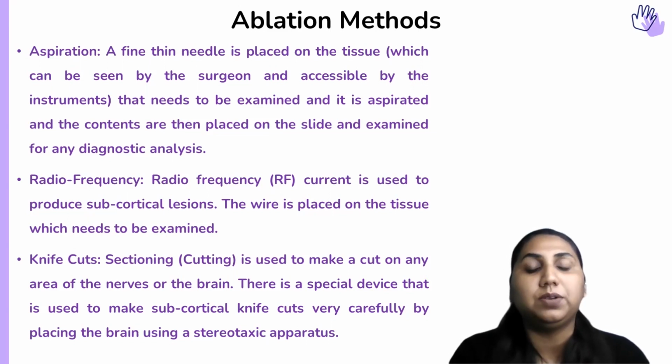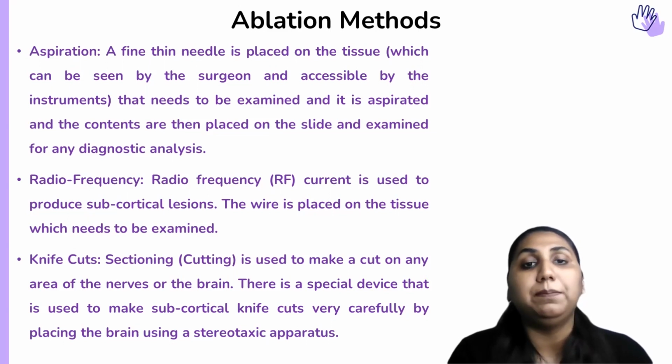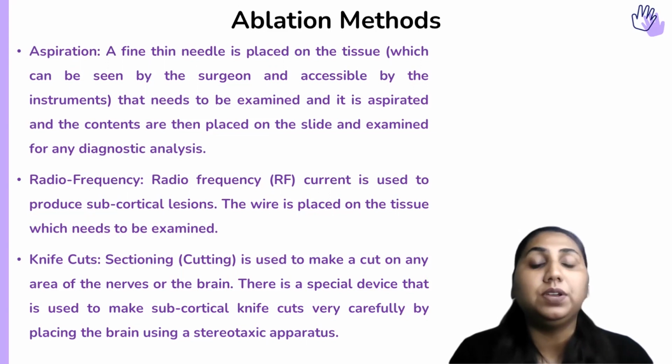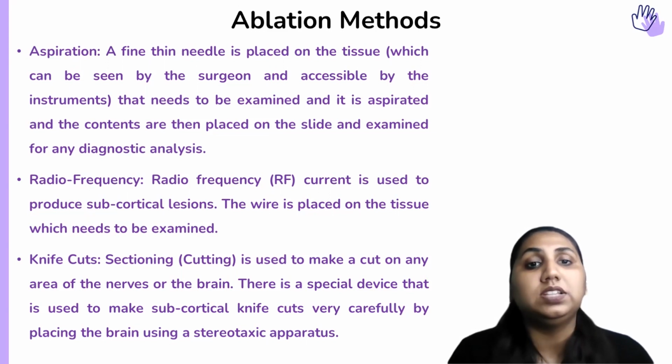Next is radio frequency. Radio frequency, also called RF, is used to produce subcortical lesions. Now we know what a lesion is, right? Any part which is injured or wounded. Over here, a wire is placed on the tissue which has to be examined, and then the radio frequency device will produce a high current. A high frequency current is given and the heat will destroy the tissue. The duration and intensity of the current ultimately determine the size and the shape of the lesion. So the bigger the duration, the bigger the size. So that is what radio frequency is: lesion through current.